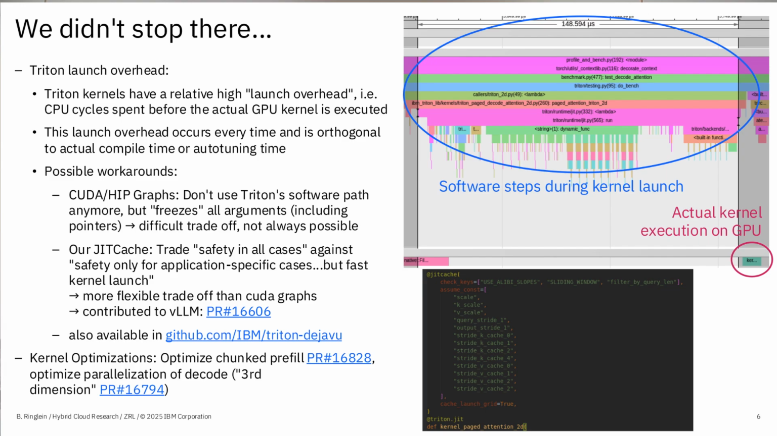Yeah, so we had 5x in the beginning, a 5x throughput improvement, but that was a nice start, and we didn't stop there. After improving the kernels, we looked at the complete stack.